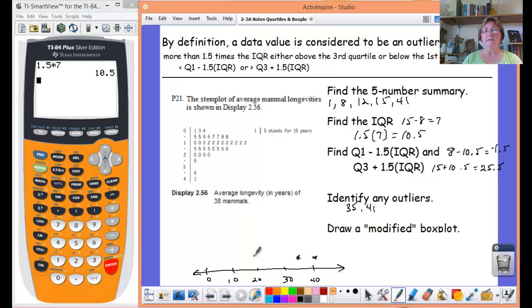Then you draw the box plot the way that you normally would. Low whisker at 1, the bottom of the box at 8, median of 12, third quartile at 15, and then the upper whisker is not 41 anymore. Instead, it's the next lower number before your outliers. So 25 becomes that upper whisker, and I'll finish my box plot this way.